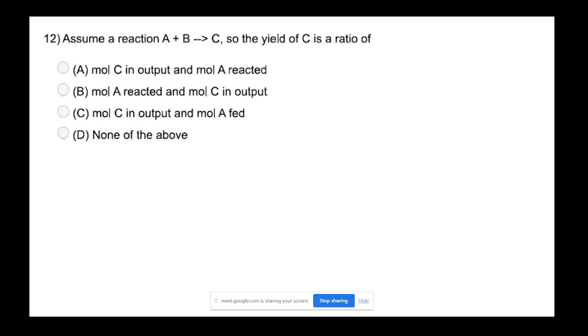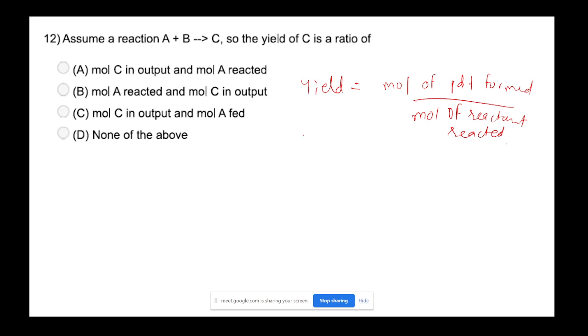Now next, assume a reaction A plus B gives C. The yield of C is the ratio of what? So yield is what? Moles of product formed divided by moles of reactant reacted.